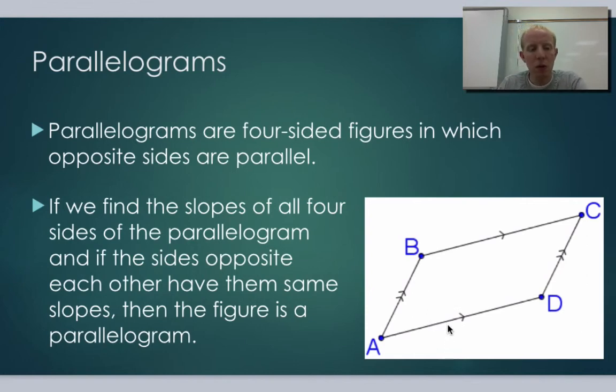Okay, so when we're dealing with parallelograms and trying to see if we have a parallelogram in the coordinate plane, what we do is we find the slopes of all four sides of the parallelogram, and if the sides opposite each other have the same slopes, then the figure is a parallelogram. So if this slope matches that slope and this slope matches that slope, then we have a parallelogram. Okay, so let's try an example problem.